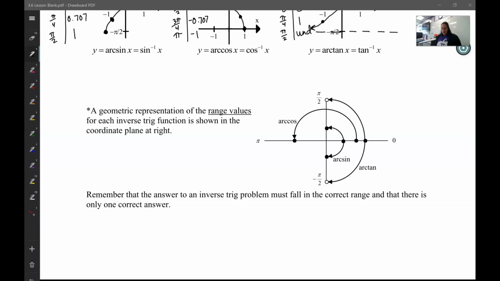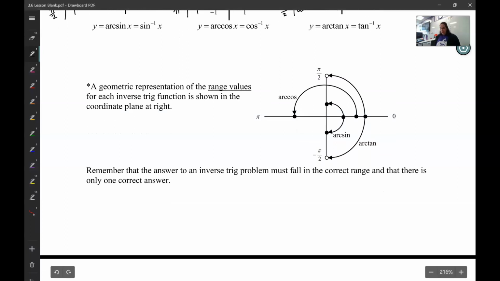Welcome back to inverse trig functions. Now this right here is a really helpful graph to memorize. This graph is a visual representation of the domain restrictions for your inverse trig functions. So you'll notice inverse cosine is from 0 to pi, inverse sine is from negative pi halves to pi halves, inverse tangent is from negative pi halves to pi halves with our open circles.